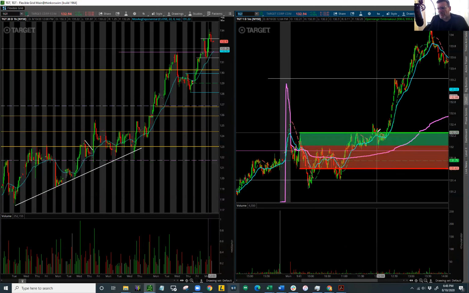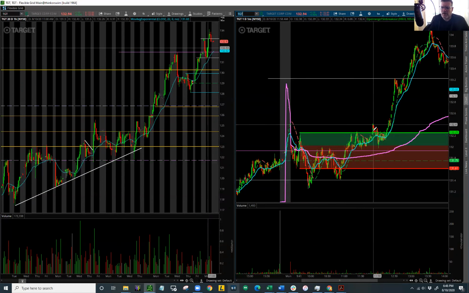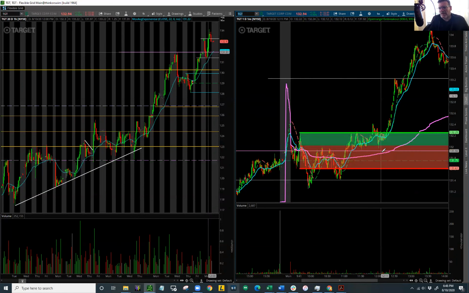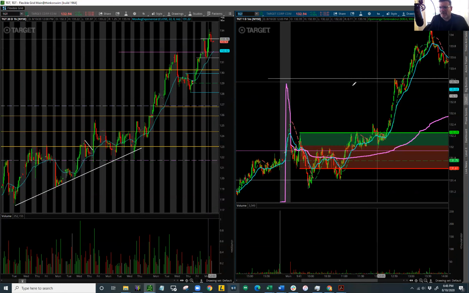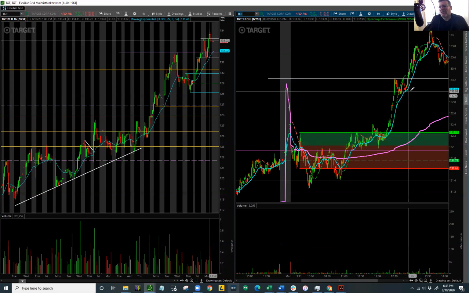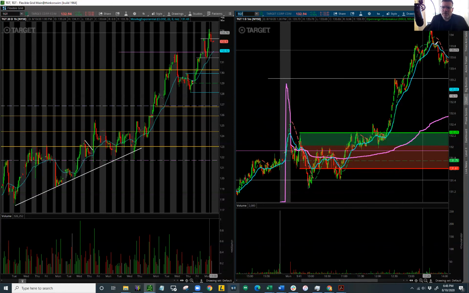So you should have played the break here of 132.25 on the first break. Here it was a nice little break. Pulled back, didn't even hit VWAP, and then followed the 22 all the way up. It's amazing how it came up to the pre-market high. You take off half here, it pulls back, didn't violate this 22, and you could have got yourself maybe another 1.5 right in here and gotten out on this congestion.